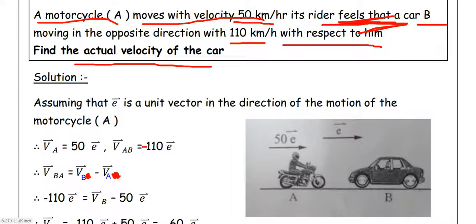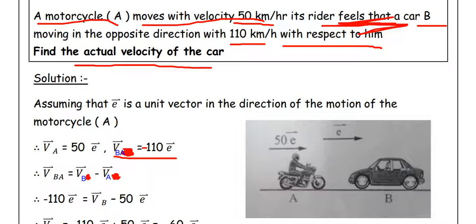So the rider feels that the car is moving in the opposite direction by 110 with respect to him. So it is VBA. So what do we have here? We have the velocity of A, it is 50 in the direction E, so it is positive.